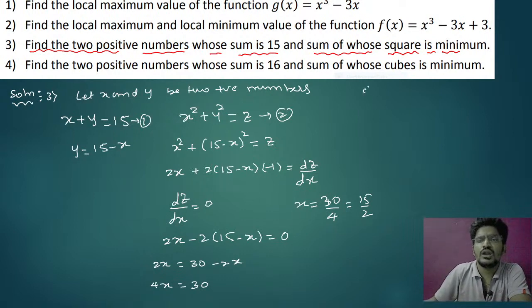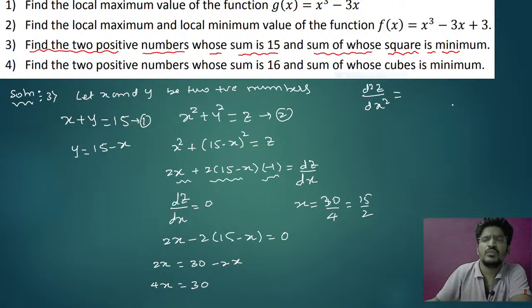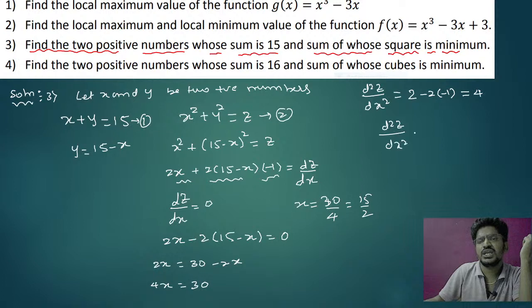Now you have to go for double differentiation, d square z by dx square. If I differentiate it once again, it will be 2 minus into 2, that is minus 2. But here, differentiation of 15 is 0 and differentiation of minus x is minus 1. Minus 1, minus into minus will be plus, so that is 4. You can see that d square z by dx square is going to be greater than or equal to 0.